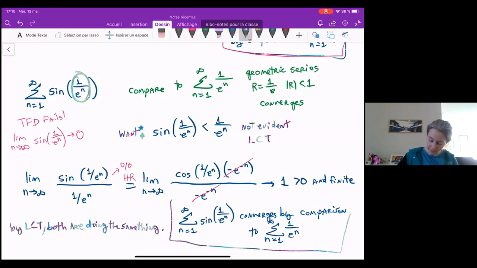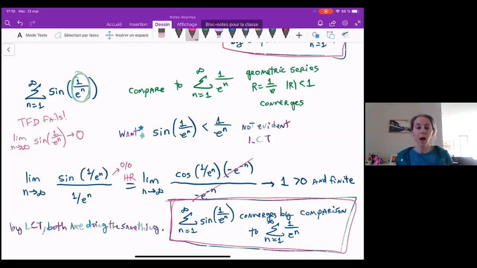And that is all. All right, hopefully this has been helpful in helping you to think about how comparison works and how to pick your series for comparison.